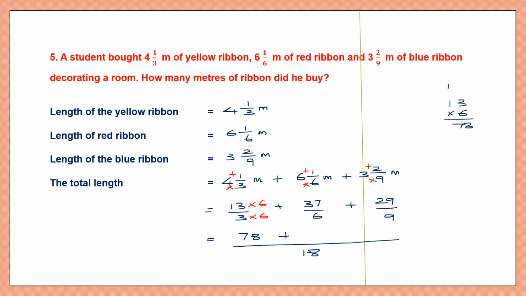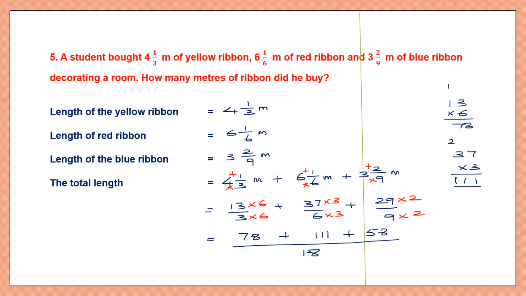So here 6 is the denominator, 6 threes are 18. So multiply 37 by 3. So 37 into 3. 3 sevens are 21, carry 2. 3 threes are 9, 10, 11, 111. Plus the last fraction denominator is 9. 9 twos are 18, so 29 into 2. 29 into 2 is 58.